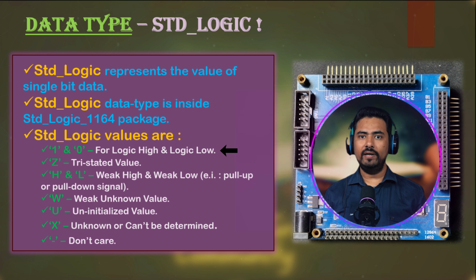You can think of it as a single light switch that can be on or off, like 1 or 0. So these are the most common values of digital systems. But std_logic offers more than just the binary values like 0 and 1. It can also represent a high impedance state denoted by Z. This is like a neutral state where the signal isn't actively driving a 0 or 1. You can imagine a wire that is disconnected from its source.